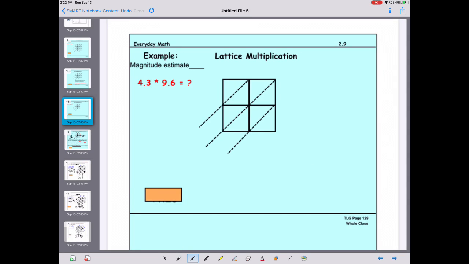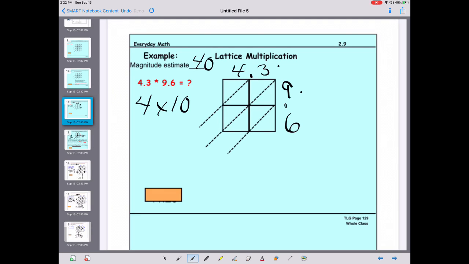So let's practice one. Let's do our magnitude estimate first. 4.3 is closest to 4. 9.6 is closest to 10. So our magnitude estimate is 40. Let's put our problem in there. 4.3, 9.6. Do it like it was a regular problem without a decimal.